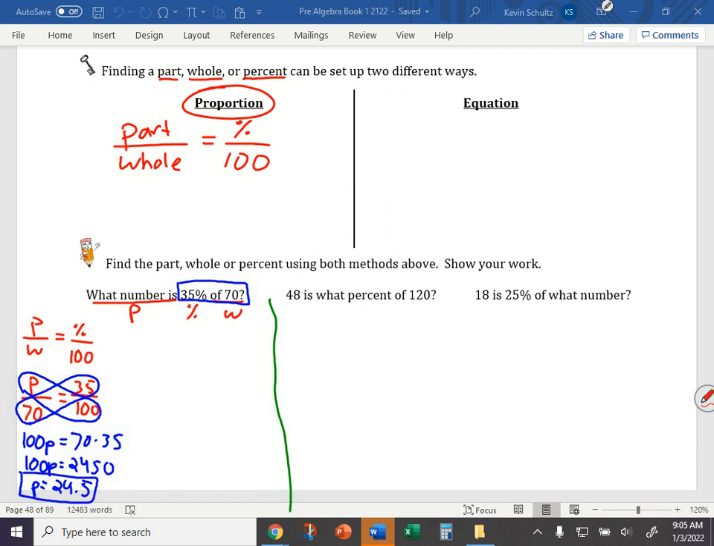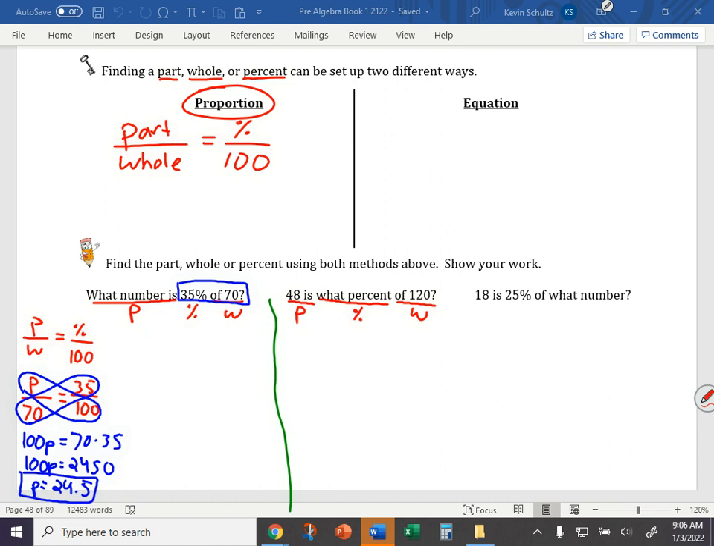So what do we know? John? 120 is the whole. How do you know that? Because it comes after the of. Good. 120 is our whole. It comes after the word of. What else, Jack? 48 is the part, because it is not the percent and it is lower than 120. Okay, good. It's not the percent, right? And it is lower than 120. Also, that word is kind of around it. And then the percent is what we're solving for. What percent? That means we don't know what that is. That's what we're solving for.